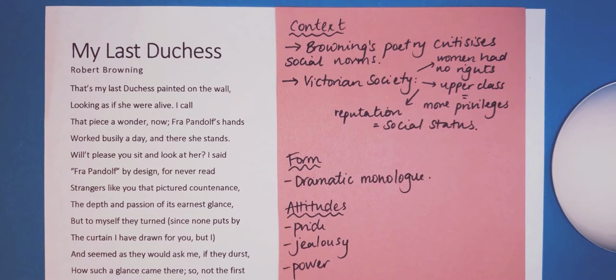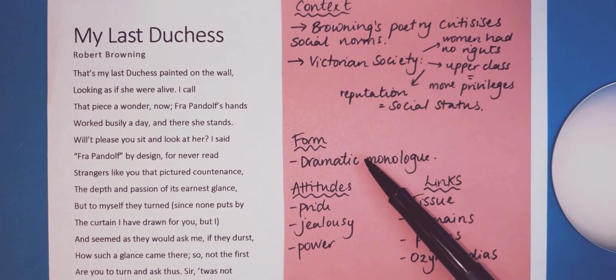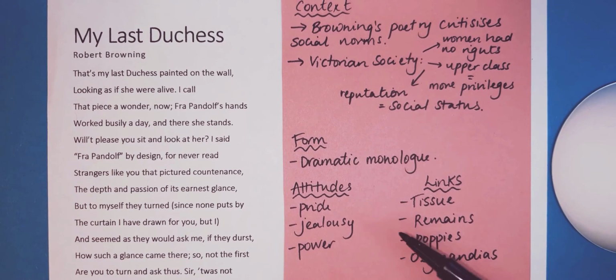And we also look at the links to other poems that we could use when we're writing our essays, when we get the exam questions. And those poems, I think, would be Tissue, Remains, Poppies, and Ozymandias. So those are the poems I would link this poem to. Just a quick summary of what we've just looked at. We've looked at the context, the form of the poem, the attitudes that are in this poem, and the links to other poems. And one more thing we need to do just before we start is go through a quick summary of My Last Duchess.